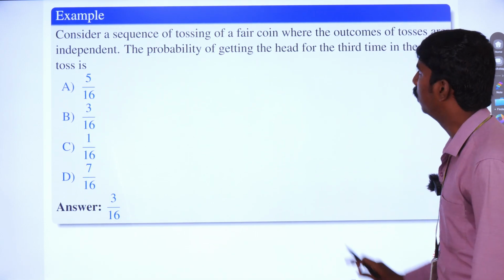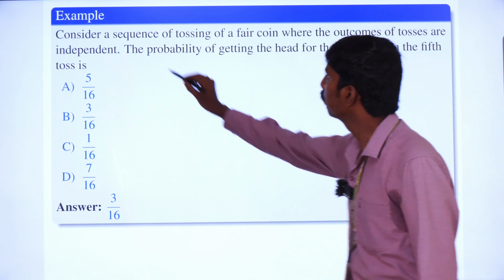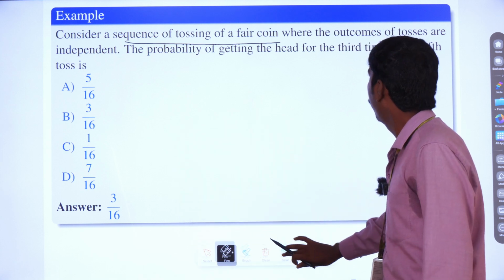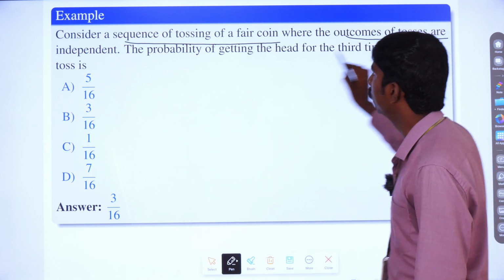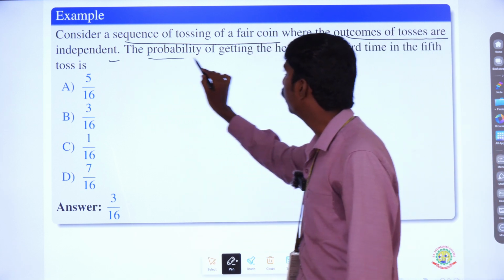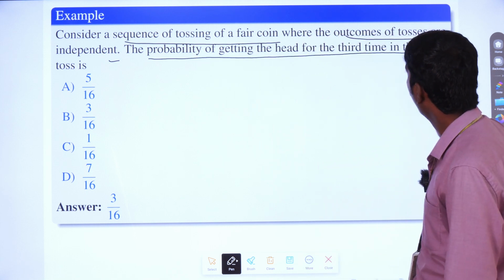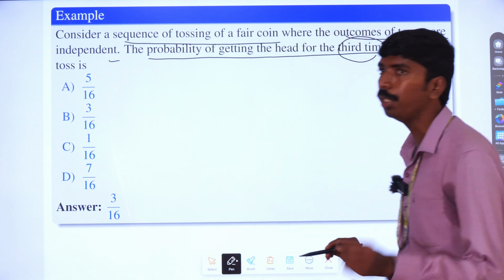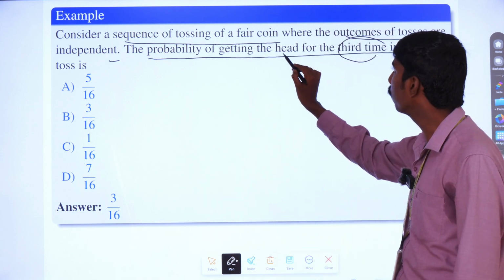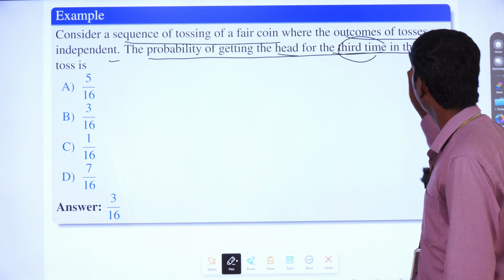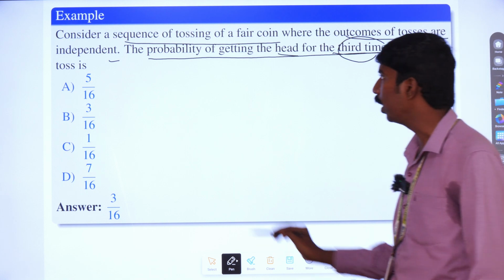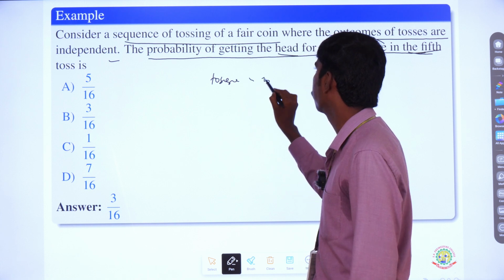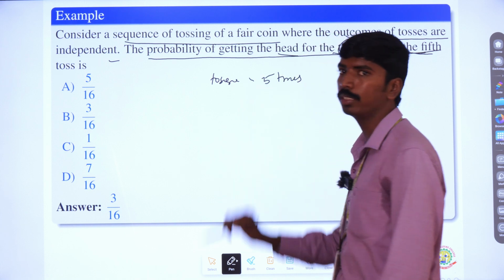Okay, this is another example which was asked in a GATE exam. Consider a sequence of tossing a pair of coins where the outcomes of the tosses are independent, then the probability of getting the head for the 3rd time in the 5th toss. So the question is, we need to find out the probability of getting the head for the third time in the fifth toss. Therefore what we understand is that the tosses are 5 times. 5 times we toss a coin.